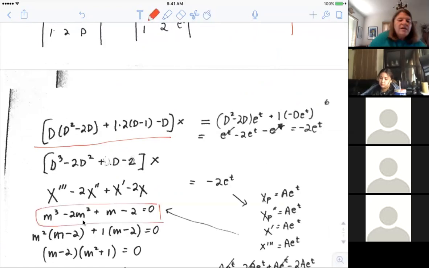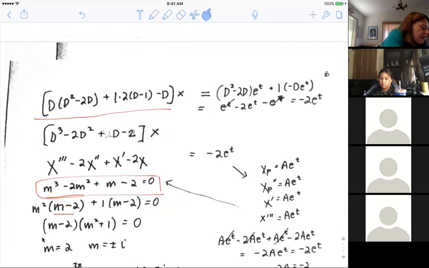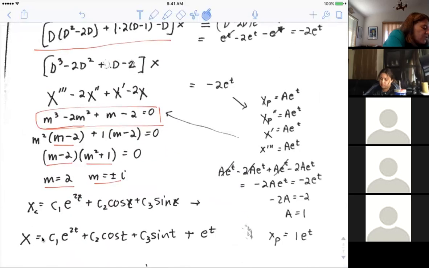It's a cubic. You might say, oh no, I've got to do synthetic division and the rational root theorem. But look carefully. If you pull an m squared out of these two, you've got m minus 2. And if you look at that as 1 times m minus 2, I can pull the m minus 2 out, and I'm left with these two. So there are my roots right there. I wind up with a root of 2 and a root of plus or minus i.